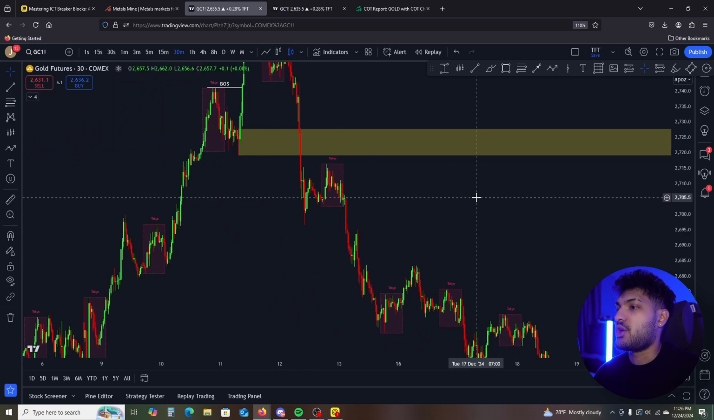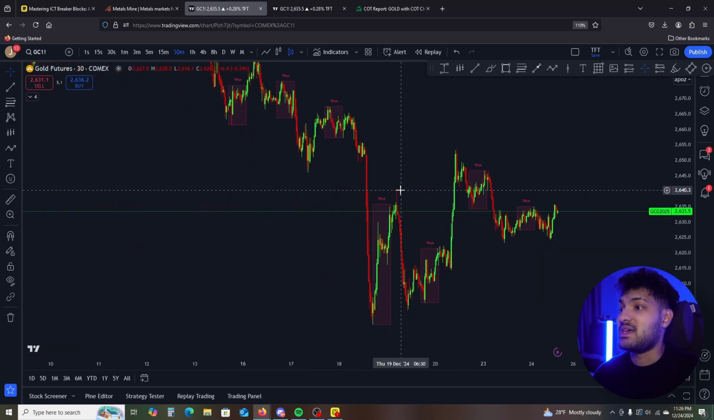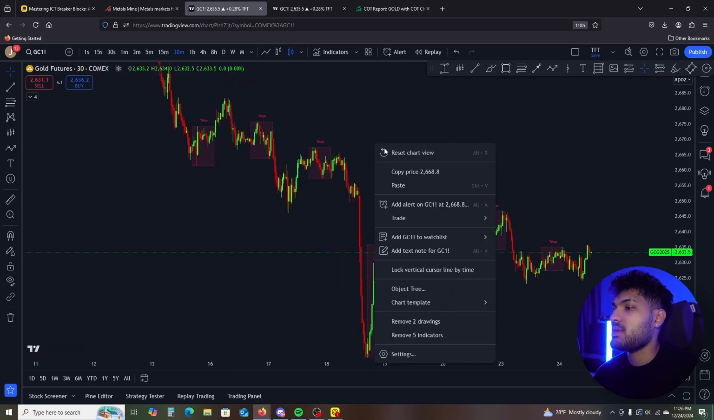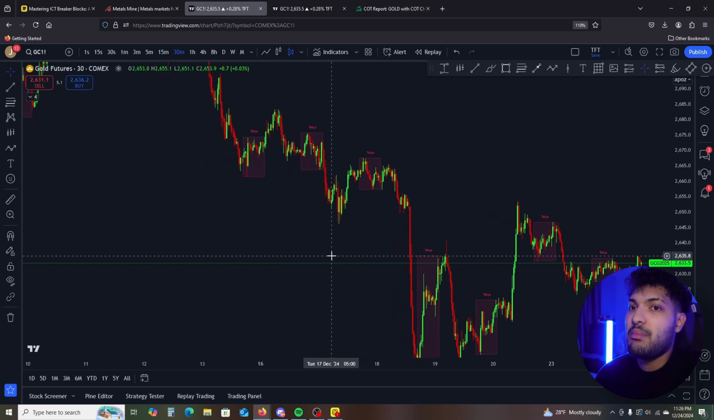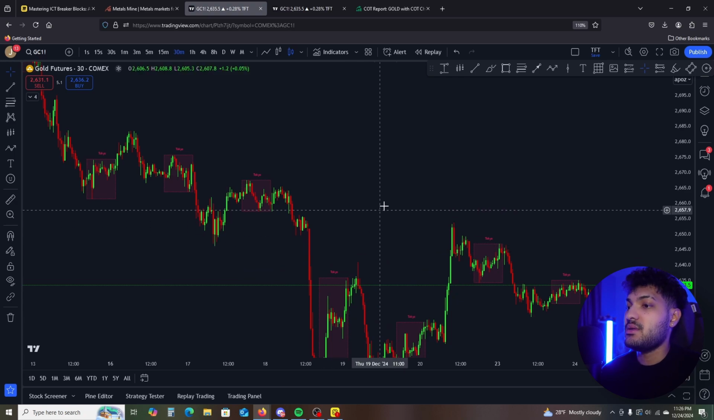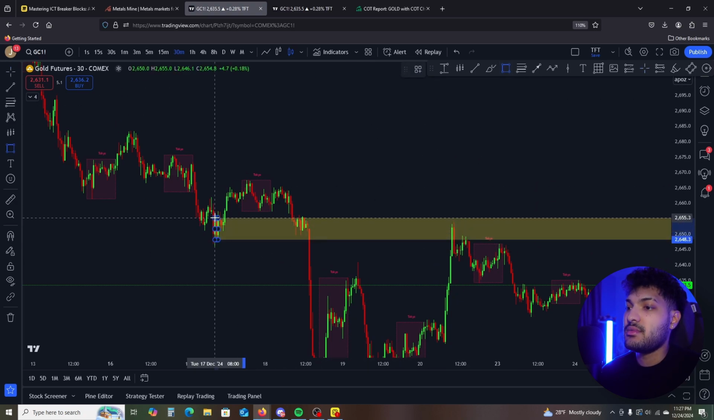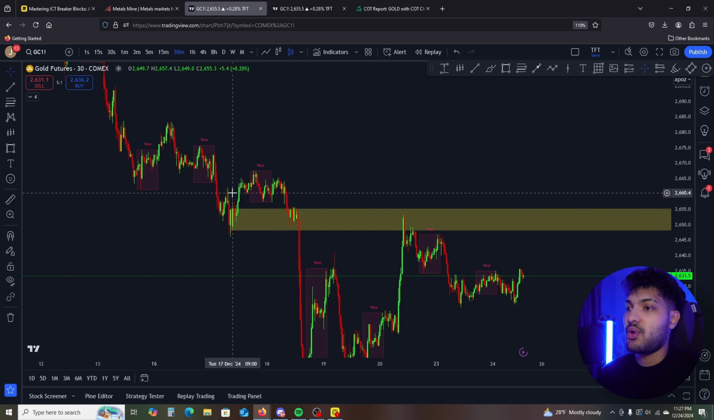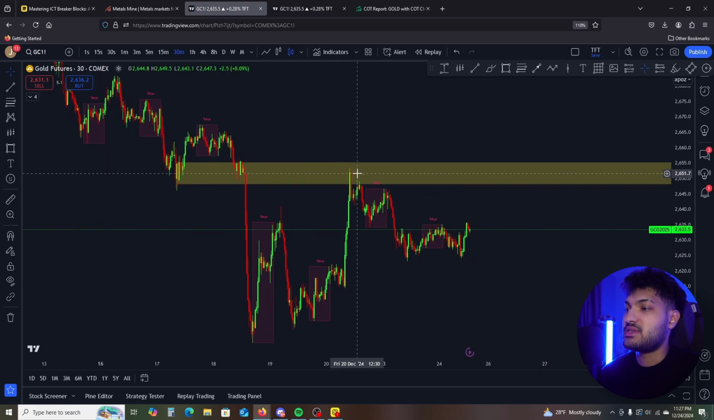So let's actually go to the chart, because that exact example happens right here. And I'm going to delete all these drawings right now. But as you can see, let me actually move this right here. As you can see, this area, boom, this is going to be our order block, right? And price comes in, retests it, and goes down.